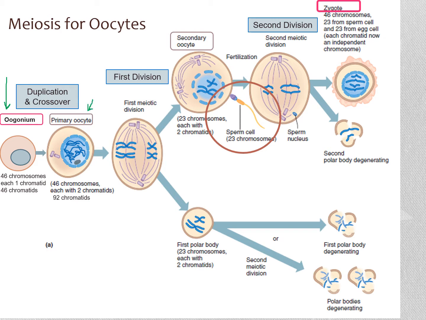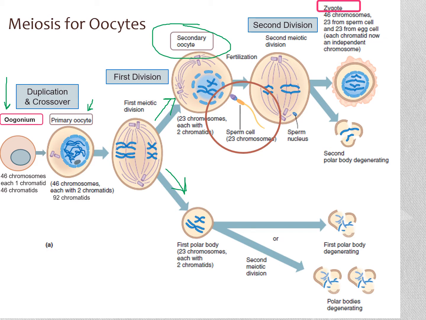Then we're going to do our first division. Here we go. We're going to divide this one cell into two other cells. This one on the top here is going to be called a secondary oocyte. That's going to have a total of 46 chromosomes, kind of double copies of half of the chromosomes. And it's going to have all of the organelles and the normal things that a cell would have.